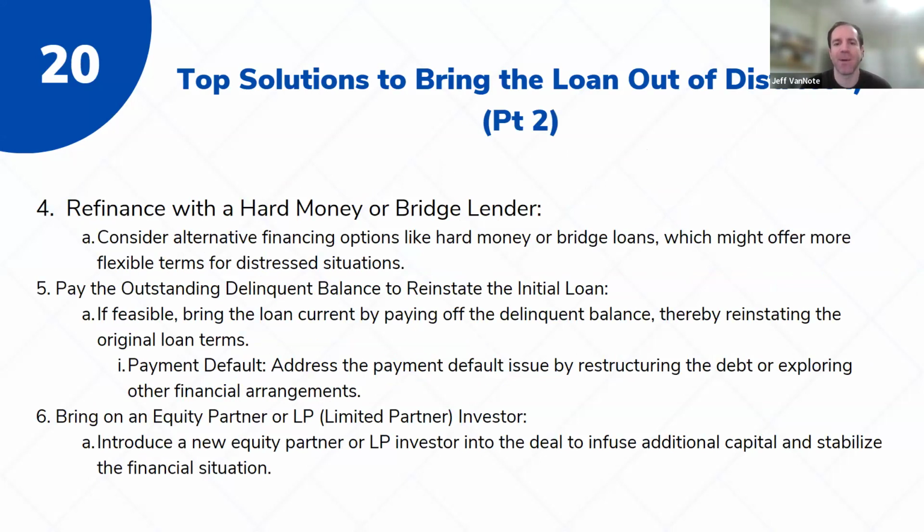Five, pay the outstanding delinquent balance to reinstate the initial loan. If feasible, bring the loan current by paying off the delinquent balance, thereby reinstating original loan terms. Oftentimes, a creative way to do this is through cross-collateralizing additional assets, so be sure to ask all the questions. If a payment default is in existence, address the payment default issue by restructuring the debt or exploring other financial arrangements. Number six, bring on an equity partner or LP, limited partner investor. Introduce a new equity partner or LP investor to the deal to infuse additional capital and stabilize the financial situation.